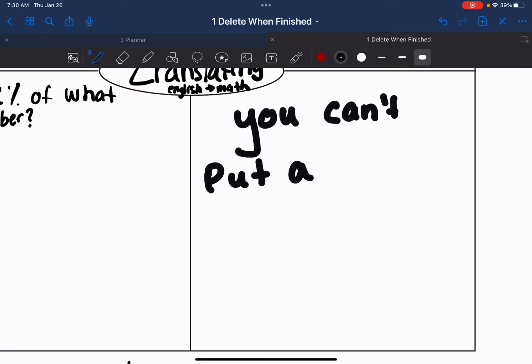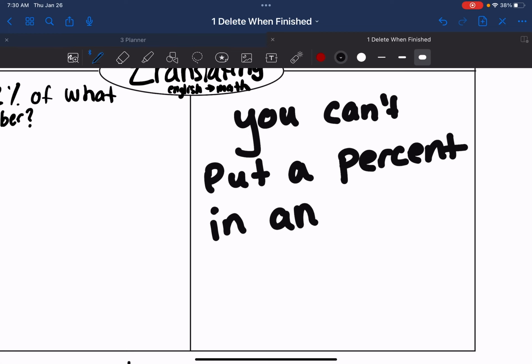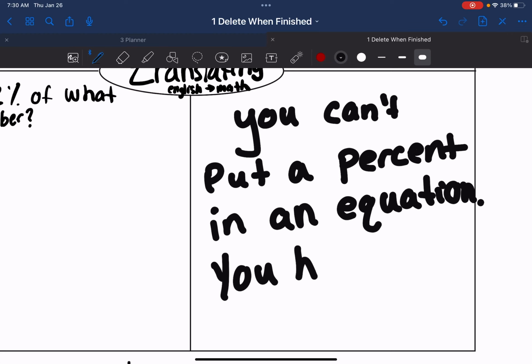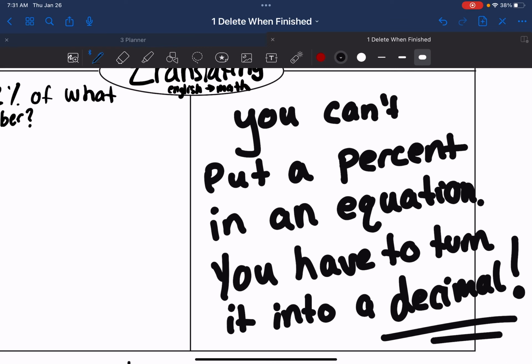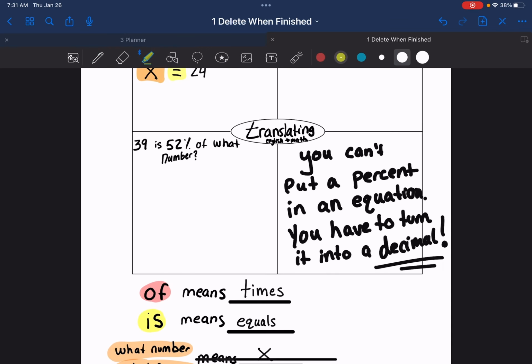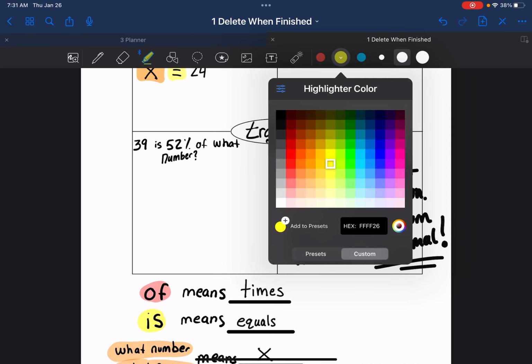You can't put a percent in an equation, you have to turn it into a decimal. That's super important, you guys. It's so important that I'm going to highlight the crazy living out of it.